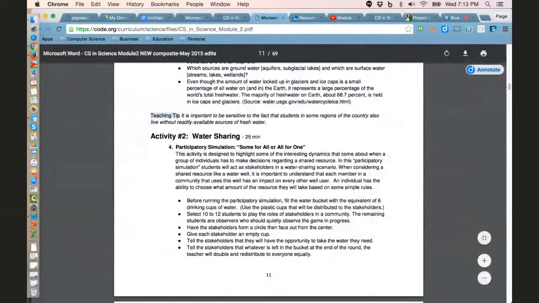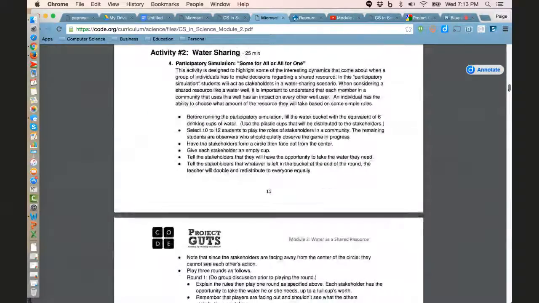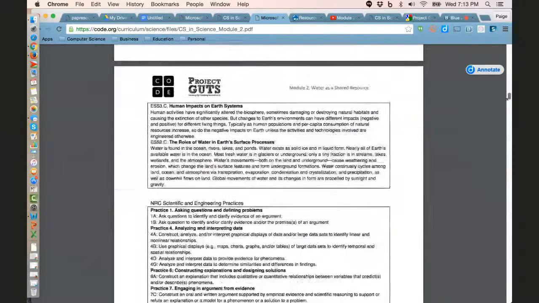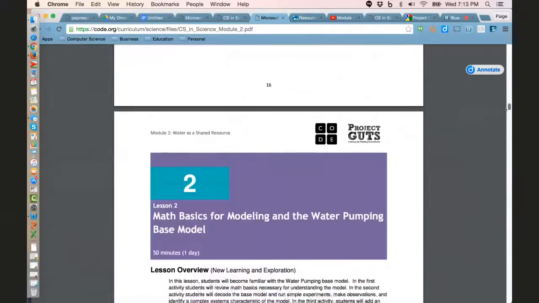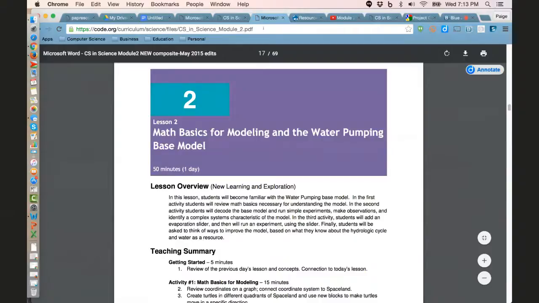So that is lesson 1 for water as a shared resource. And that just allows students that haven't really thought about where their water comes from to think about that in a deeper way. And the base model is basically a water pumping base model, and it's based on hydrology.